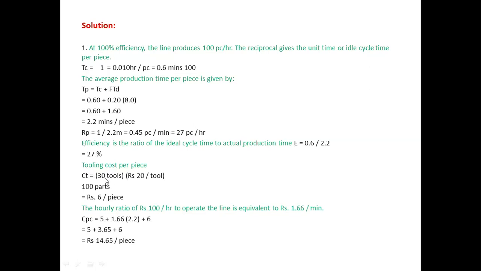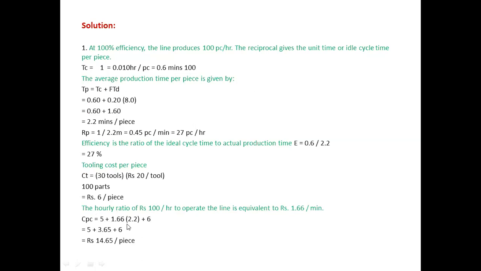So therefore, if you want to calculate the tooling cost per piece, we have 30 tools which need to be changed, and the tooling cost is rupees 20 per tool. So we can calculate that for 100 parts, this tooling cost equals, say, rupees 6 per piece. Okay. Then the hourly rate of 100 rupees per hour to operate the line is equivalent to rupees 1.166 per minute. Okay. So that you can calculate the cost per piece.